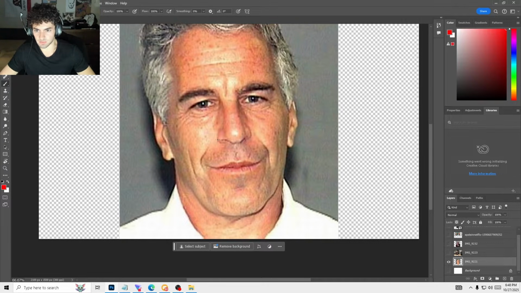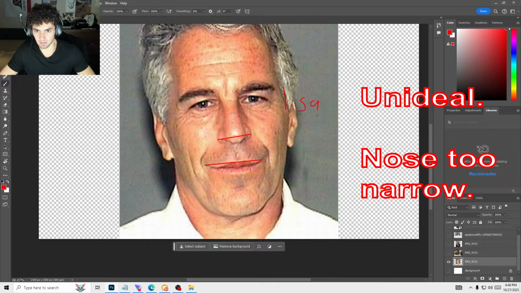Nose to mouth ratio. So typically most people, their nose is too big, but for Mr. Jeffrey Epstein here, his nose is actually too narrow. His nose to mouth ratio is about 1.59, and typically you want your nose to mouth ratio to be around 1.4 to 1.5. So yeah, his is way too high, meaning that his nose is too narrow compared to his mouth.